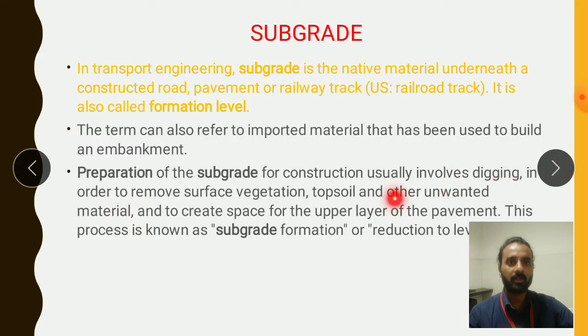Next, we are going for the subgrade. In transportation engineering, subgrade is the native material underneath a constructed road. This subgrade provides around 70% of the strength to the road construction, and subgrade is more important than the subbase and base layer. First of all, if the subgrade fails, then the above two layers fail immediately. So therefore subgrade layer formation and construction is very important.